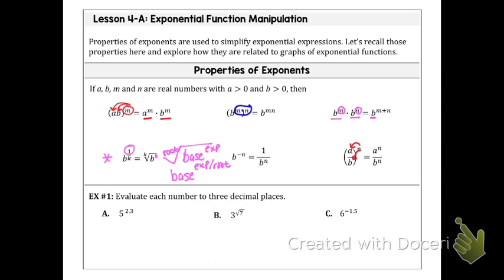I'm pretty sure we talked about that one. So if we have a negative exponent, we're going to send it to the bottom. Now we have a fraction. So that b to the negative n goes to the bottom. The n becomes positive. And we put a 1 on top to be a placeholder.